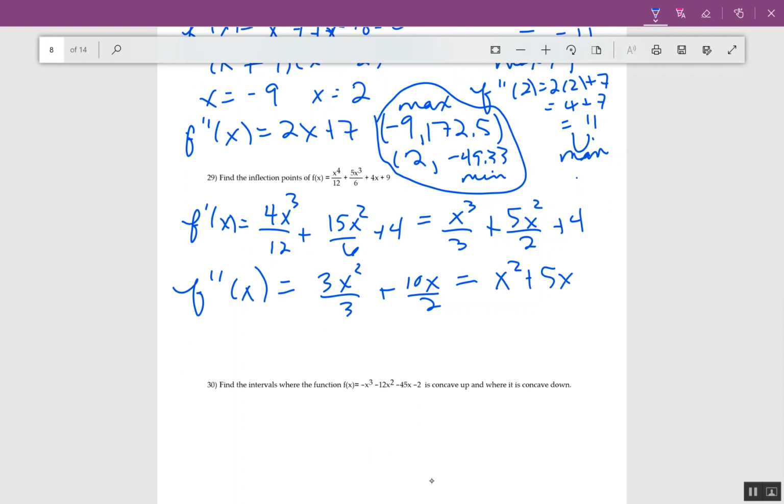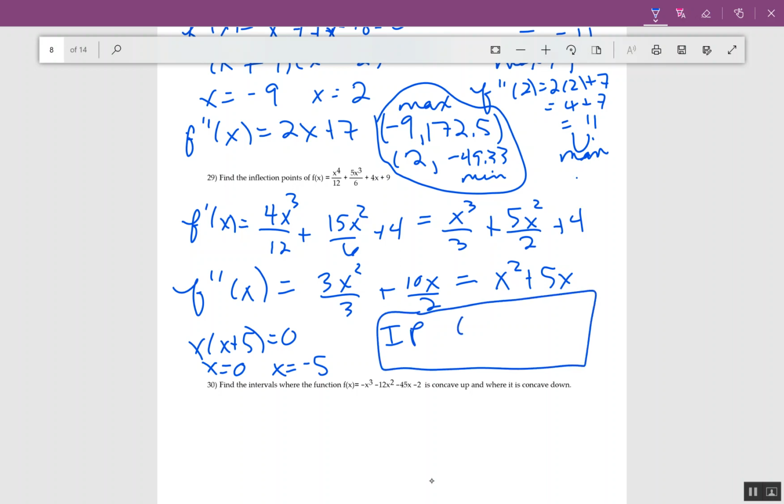So the x squared plus 5x I want to set equal to 0. I see that I can take an x out. So I get x is 0, I get x is negative 5. So just like I did in the last one, once I found the coordinates, I want to plug them back in, to get actual points and not just numbers. So 0 is easy. If I plug in 0, I get 9. The negative 5, though, I do want to use my calculator to figure that out.